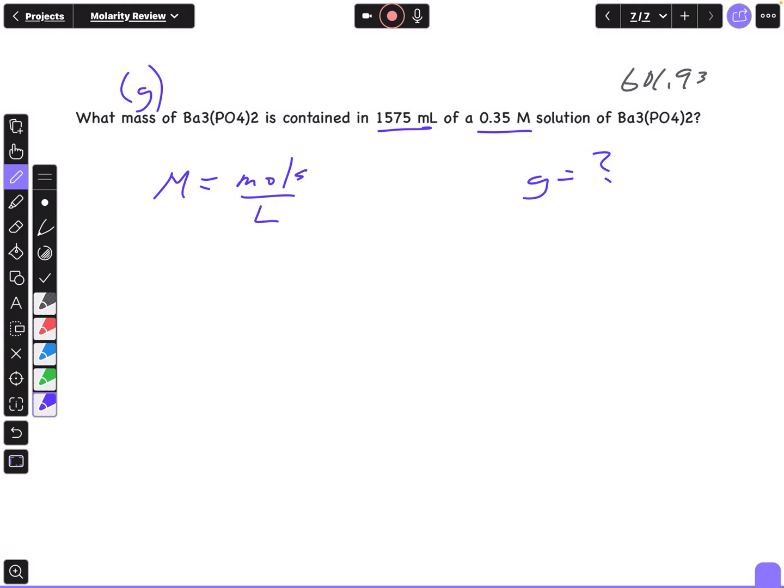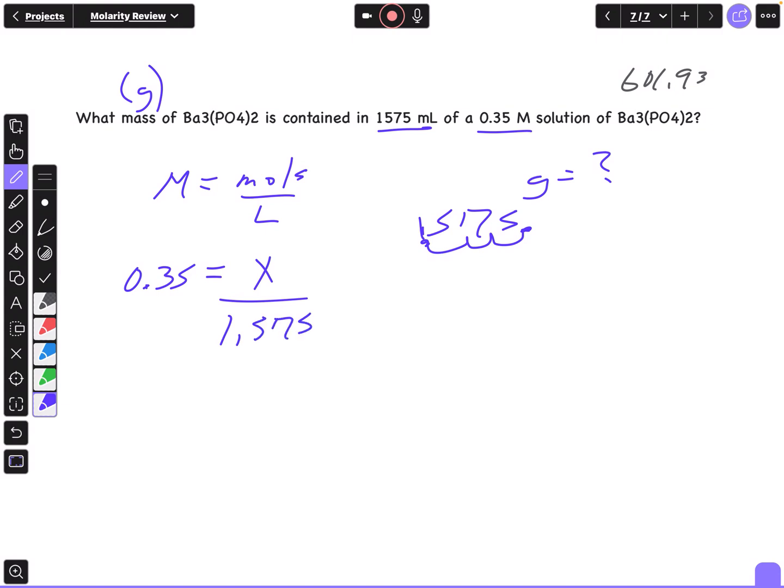So when I plug in my equation, my molarity, it tells me is 0.35. I need to find moles first, so I need to put an X in there for moles. That's what I'm looking for. And then by liters, well, if I have 1,575 milliliters and I want to convert that to liters, I divide by 1,000, moving my decimal 3 places to the left. My decimal would be at the end. If I move it 3 places, that would be 1, 2, 3. That becomes 1.575.